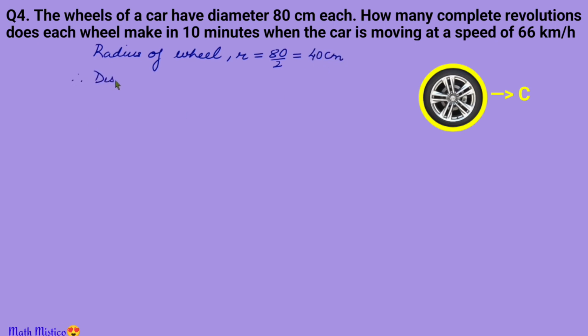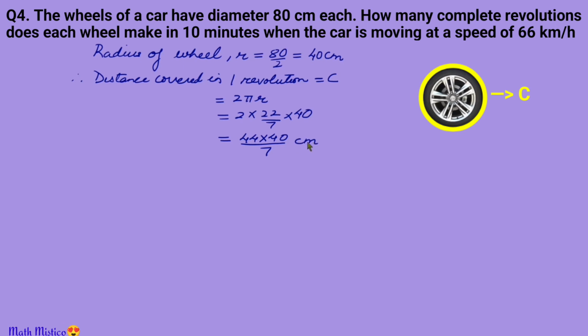Let's find out the distance covered in one revolution. It is 2 pi r, that is 2 into 22 over 7 into 40. On simplifying, which is 44 into 40 upon 7. Another tip for you, we will not solve this further because that will only waste our time. This is not a part of the answer we are required to give, so we can use it in the same form.